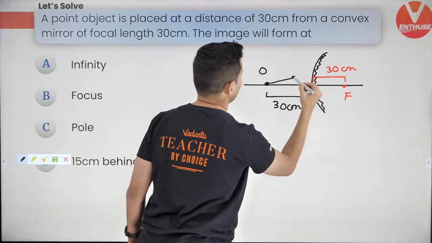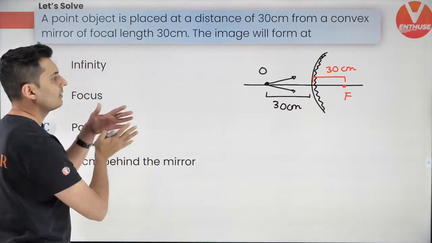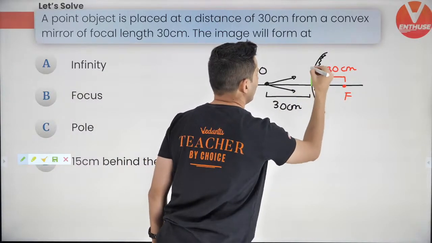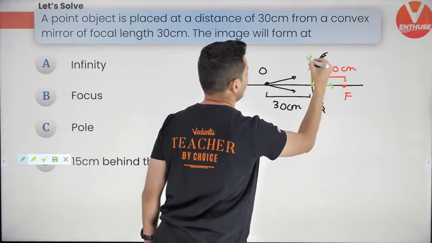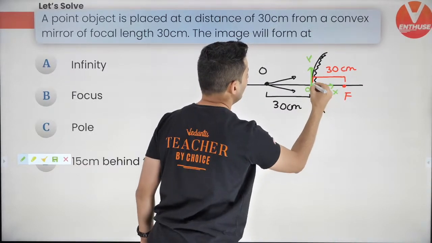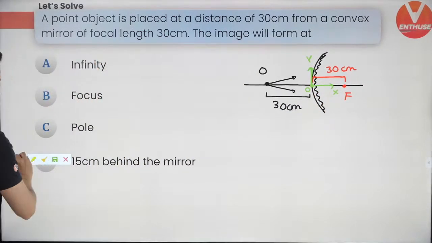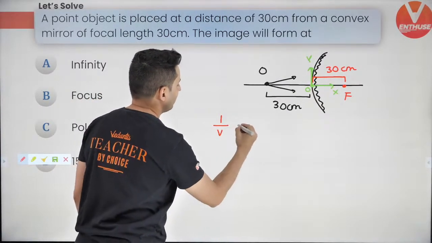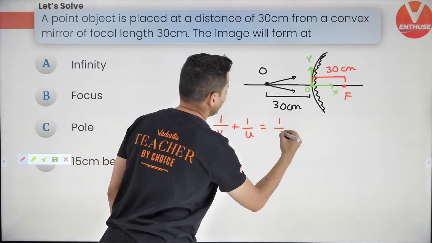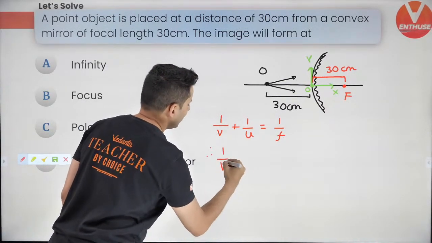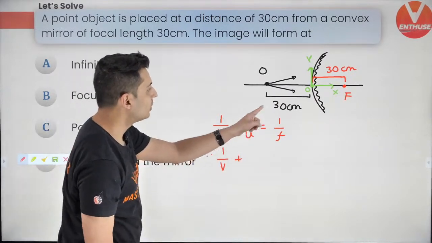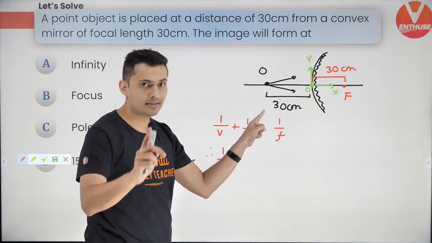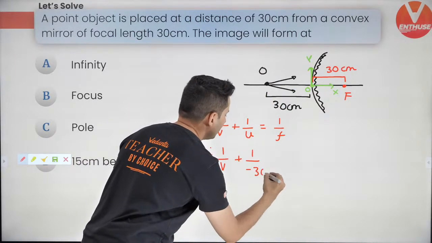Now, the rays from the object are going to come like this, that way. So if that is the way, then understand my coordinate system will be like this. This is my y-axis, this is my x-axis, this is the pole as well as the origin. Now you can start solving. Use the formula 1 by v plus 1 by u is equal to 1 by f. 1 by v I don't know. V is unknown. U, should I take it as 30 or minus 30? Look at the coordinate of the object. It is minus 30. So just put it as minus 30 here.